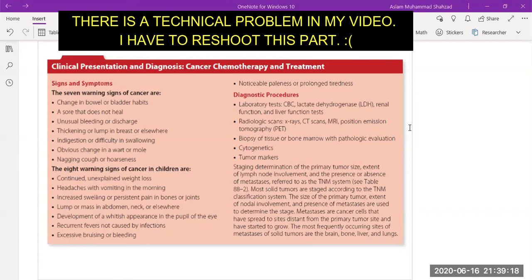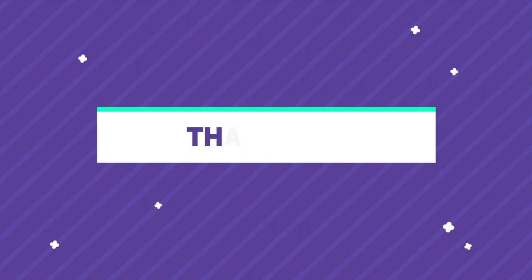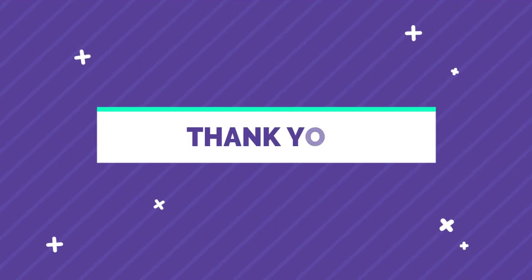So we need to prevent the metastasis, and we need to identify whether the metastasis has occurred or not. The most frequent sites of metastasis of the tumor are the brain, bone, liver, and lungs. So we need to see these things before starting the therapy.